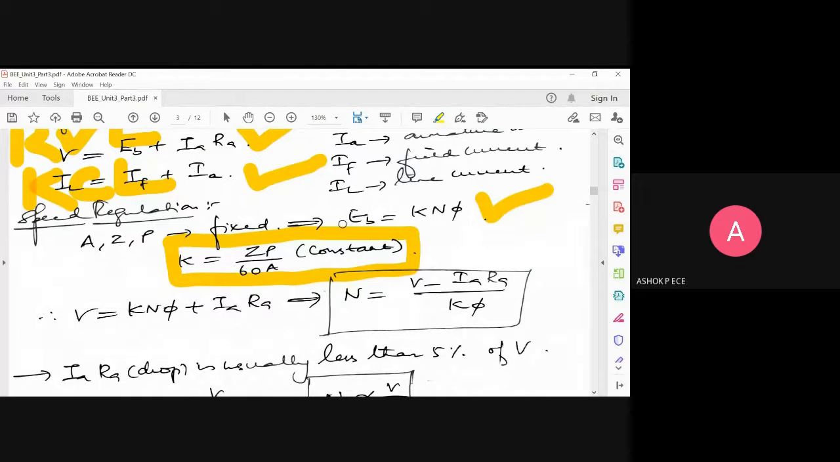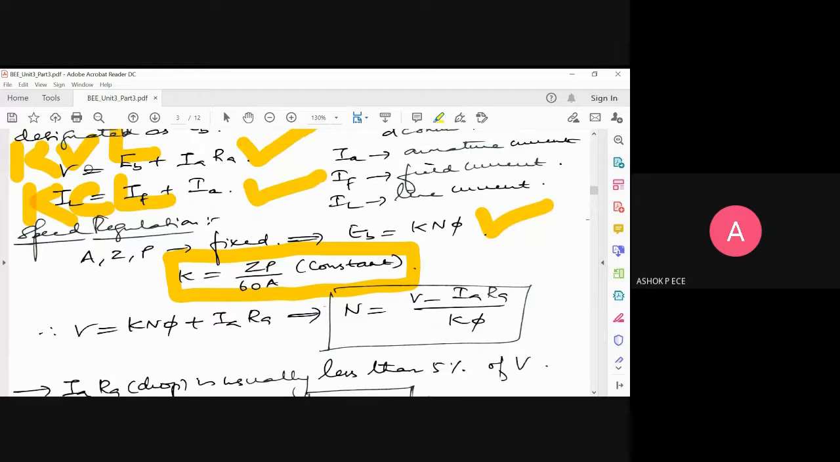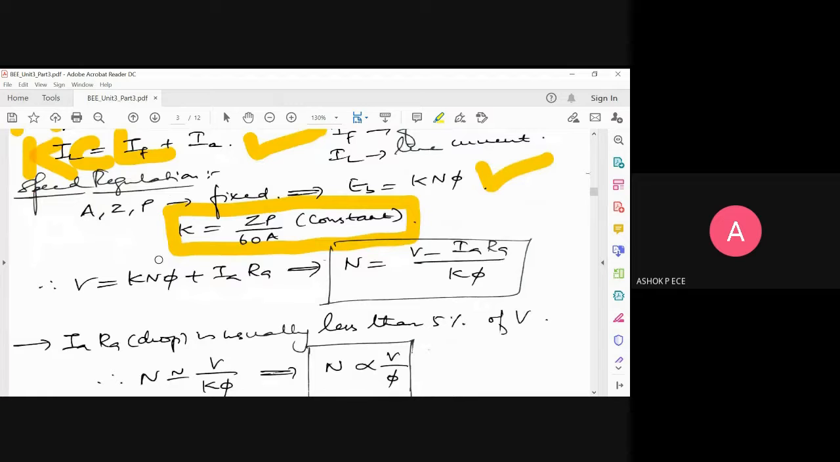So I am substituting this value of EB in the voltage equation of DC motor. See this equation, V is equal to EB plus IaRa. So V is equal to K N phi plus IaRa. From this, if you rearrange, find the expression for N. So take this IaRa to the other side. So V minus IaRa equal to K N phi. So N is equal to V minus IaRa by K phi.